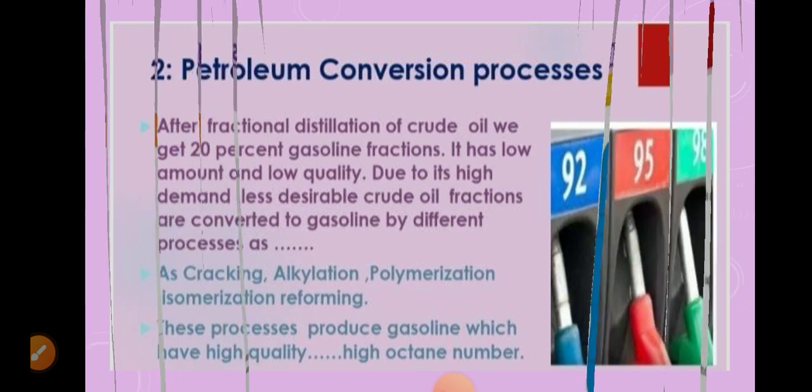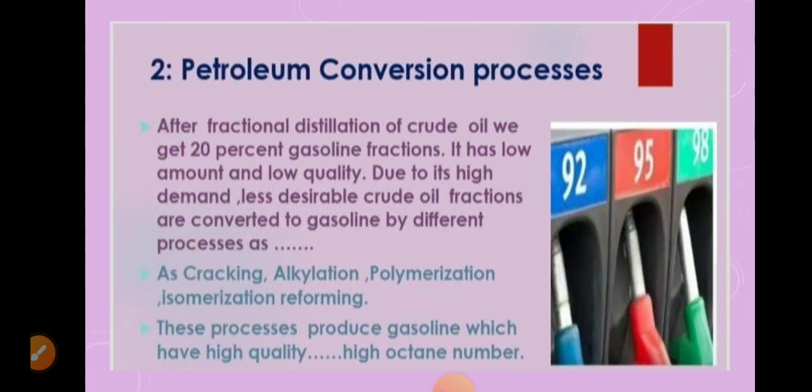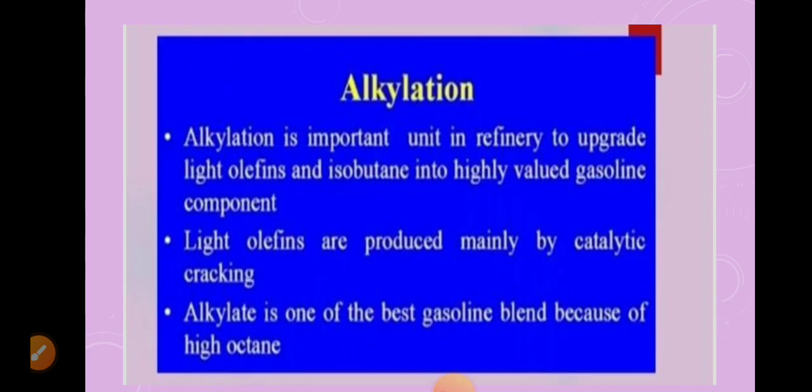Petroleum conversion processes are also called chemical conversion processes. As we know, after fractional distillation of crude oil, we get a 20% gasoline fraction. It is low in amount and low in quality. Due to its high demand, less desirable crude oil fractions are converted to gasoline by different processes: cracking, alkylation, polymerization, isomerization, and reforming. These processes produce gasoline of high quality. High quality refers to a high octane number. We will discuss in the next slide what the octane number is.